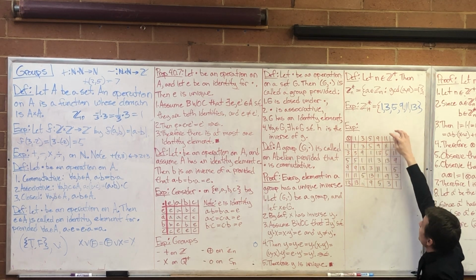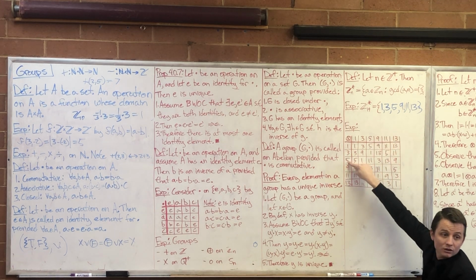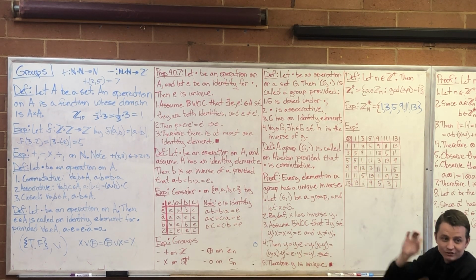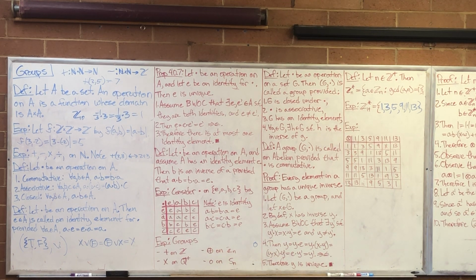Okay, let's look at another one. Let's look at 5 times 5. 25 mod 14 is 11. How did you do that? It's not that hard to do. How many times does 14 go into 25? Once, with a remainder of 11. There you go.